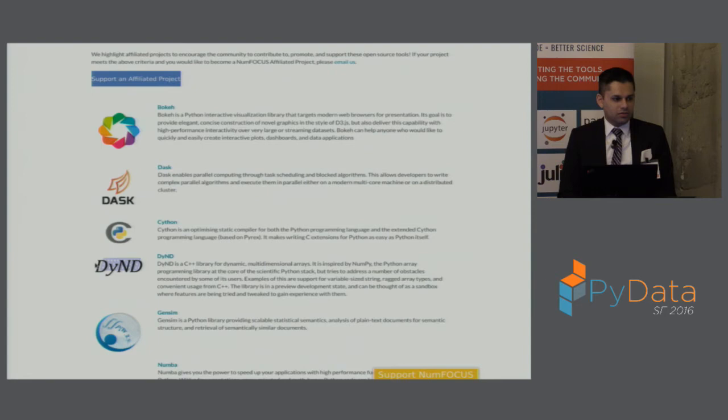Bokeh is in the process of applying to be a NumFOCUS project. If this is a tool that you use, please come speak to Leah, myself, or Brian Vandeven, because they're looking for people to sit on the steering committee for that project.